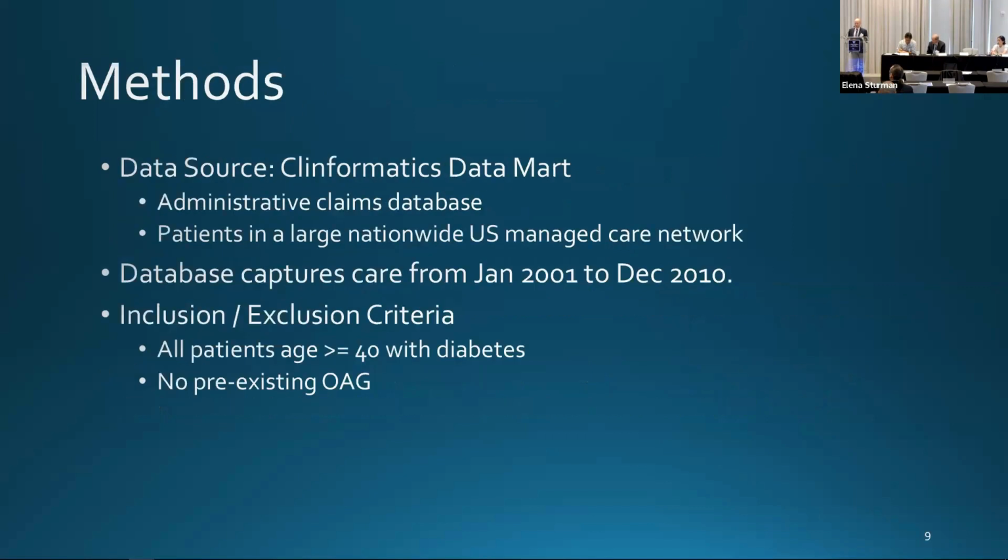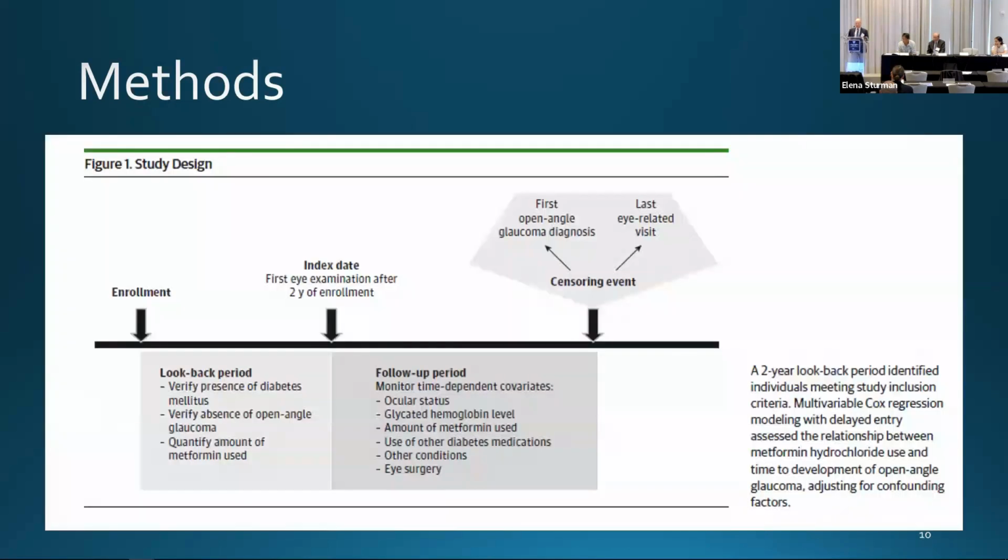So for this study, we used a large administrative claims database. These are patients with commercial health insurance in a large US managed care network throughout the United States. The database contained longitudinal data for 10 years on this population. The inclusion criteria were patients with diabetes, and we limited it to patients older than the age of 40, and if they had pre-existing glaucoma, we excluded them.